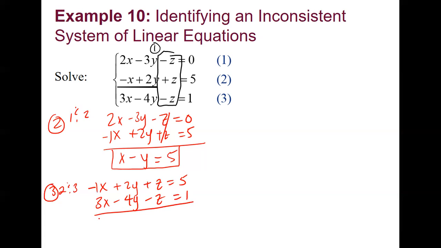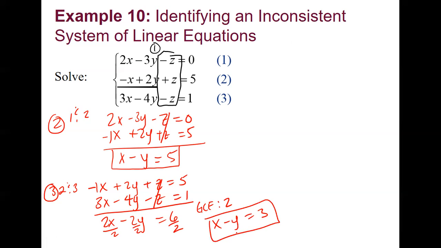So I have negative 1x and positive 3x, and that's going to give me 2x. I have positive 2y and negative 4y, and that's going to also give me something. What happens to my z's? And I have 5 equals 1. And what happens? I'm going to ask myself, is there a GCF? There's 2. So what do I need to do? Divide all by 2. So x minus y equals 3.